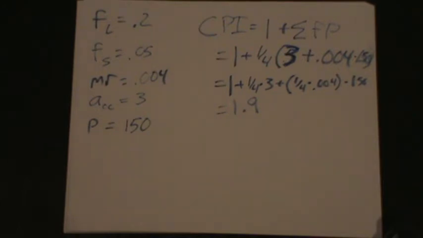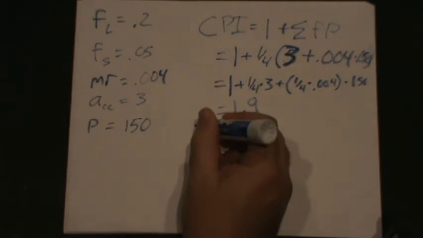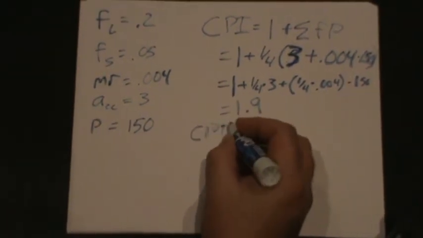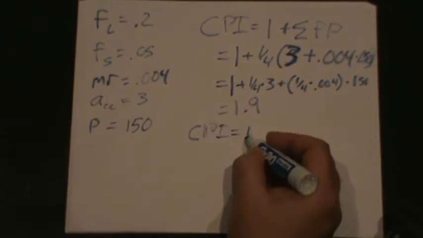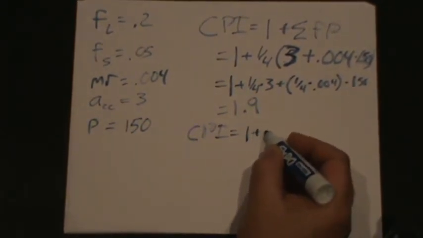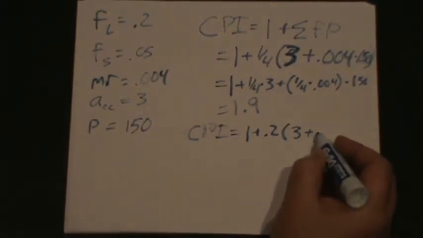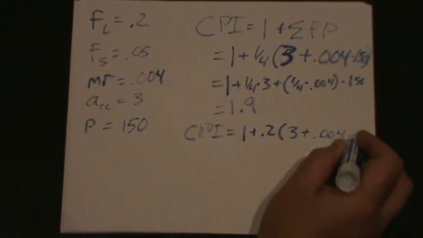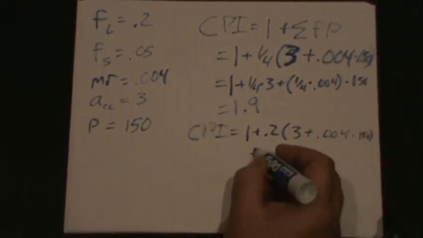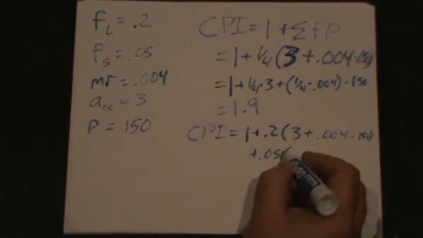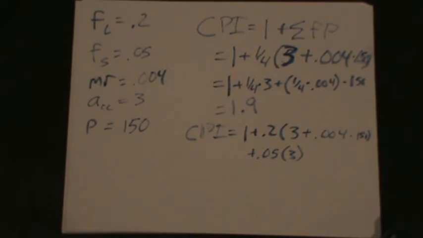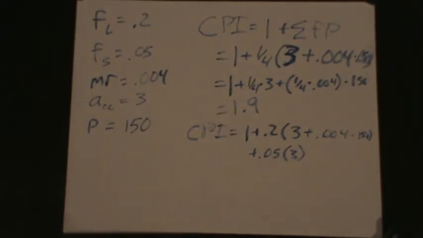Now, under that scenario, I can do a slightly different calculation, and it saves me a bit of calculation here. So let's see if I have enough room to do that one. CPI under this new scenario: we still have the 1, but now only 20% of the time do I have to pay the 3 plus 0.004 times 150. And 5% of the time, I have to contact my personal assistant, but I don't have to wait for my personal assistant to do anything.